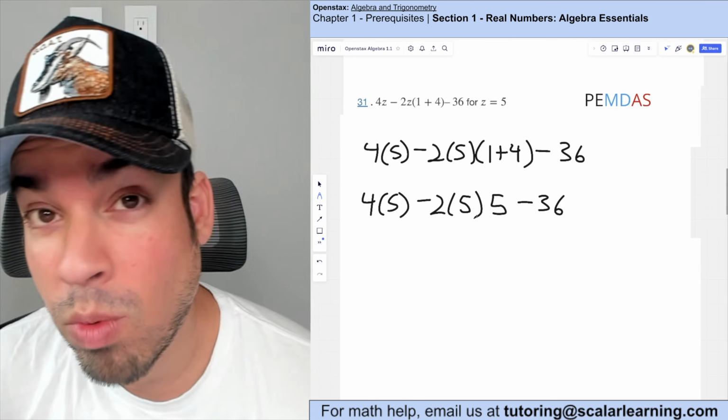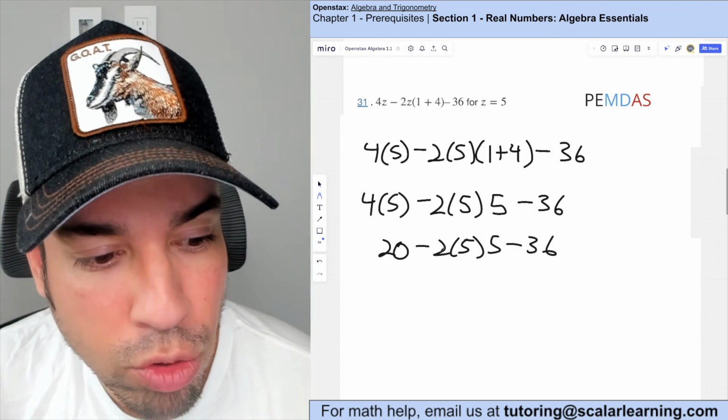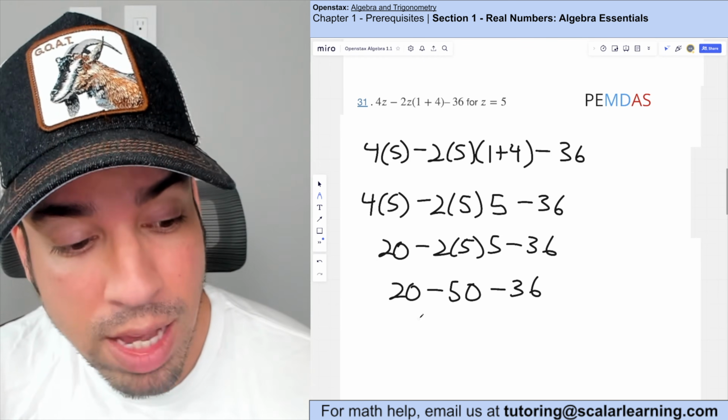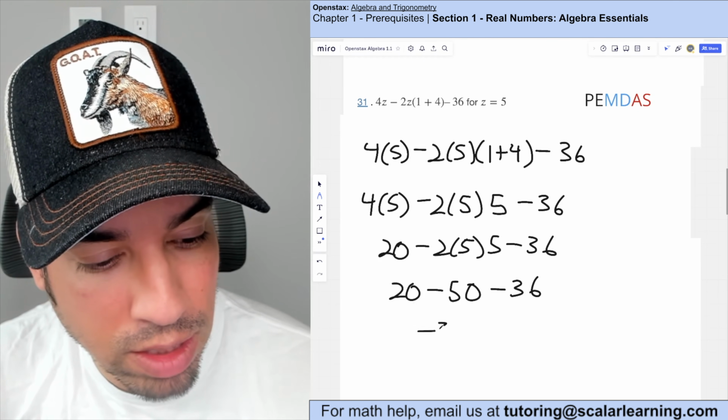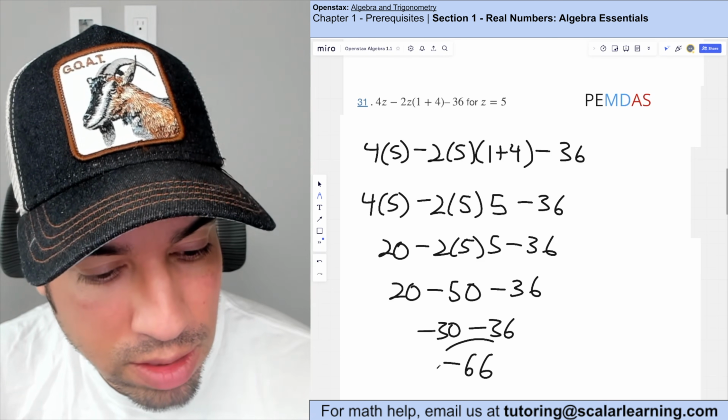Then I'm going to go left to right with the multiplication. So first I have 4 times 5, which is 20. Then I've got 2 times 5, which is 10 times 5, which is 50. And now I'm going to go left to right. 20 minus 50 is -30. Minus 36 is -66. Done.